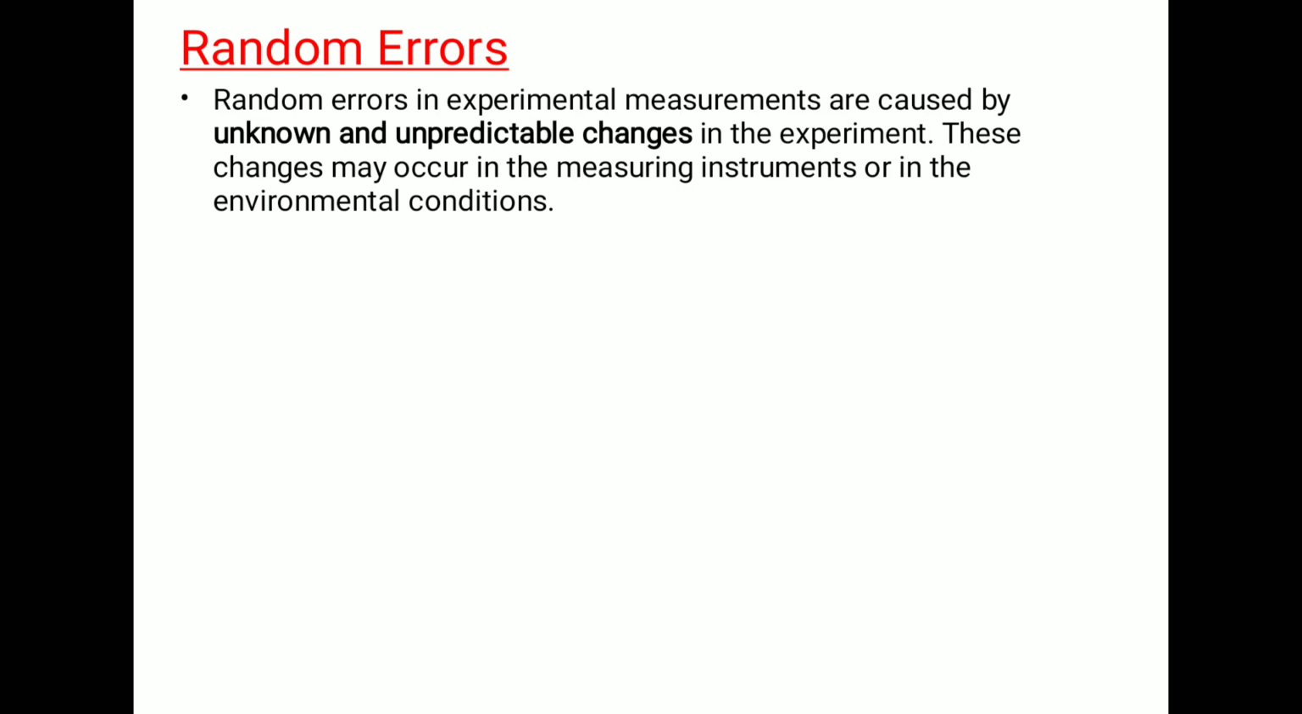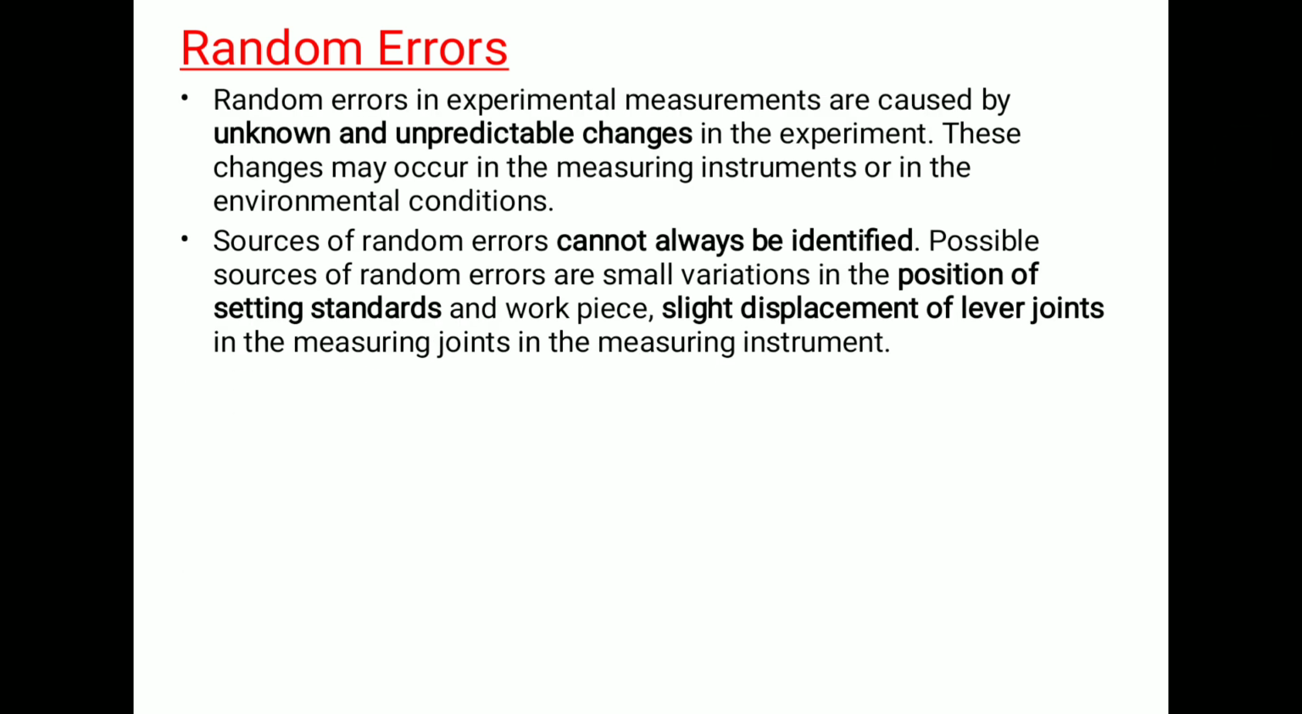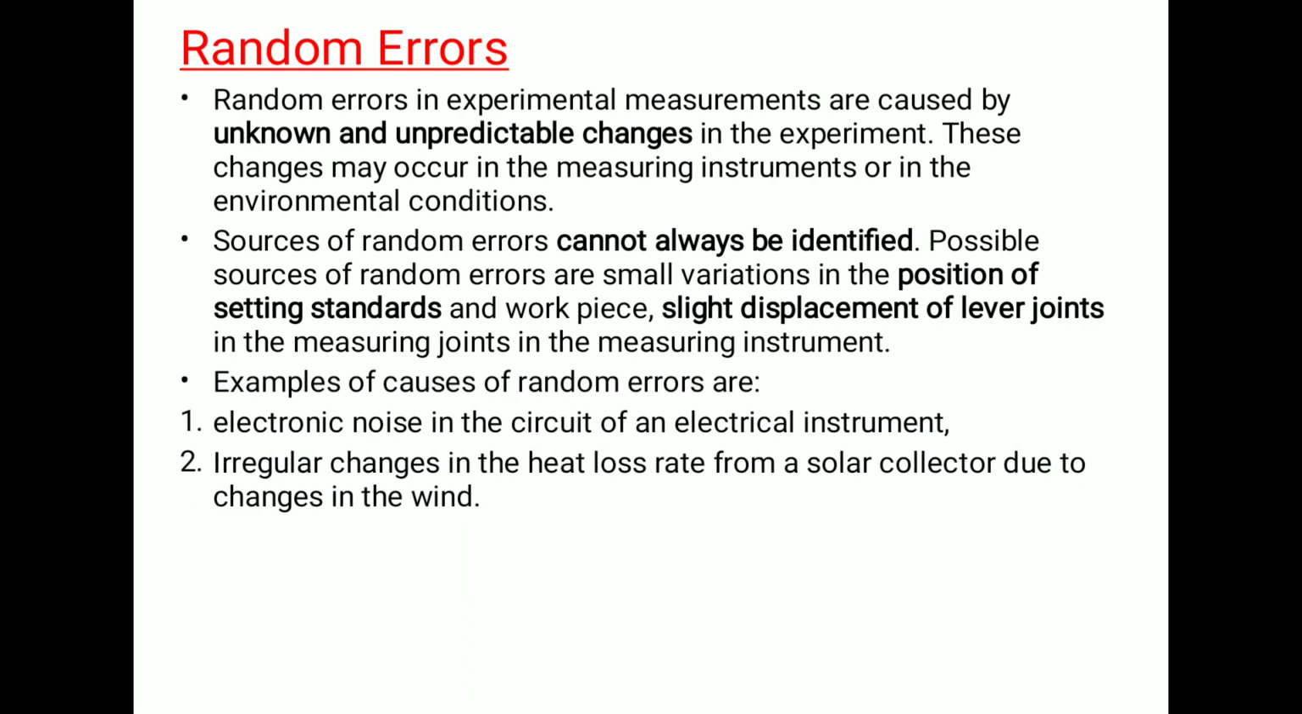Next one, random errors. Random errors in experimental measurements are caused by unknown and unpredictable changes in the experiment. These changes may occur in the measuring instruments or in environmental conditions. Sources of random errors cannot always be identified. The case of random errors is more serious as compared to systematic errors. Possible sources of random errors are small variations in the position of setting standards and workpiece, and slight displacement of lever joints or measuring joints in the measuring instruments.